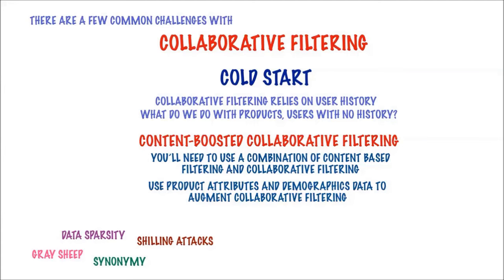This hybrid method is what helps us solve the cold start problem, where we don't have any rating history or purchasing or browsing history for a user. We could use product attributes like genre, the contents of the product, or user demographics to find similar users, and then augment collaborative filtering.